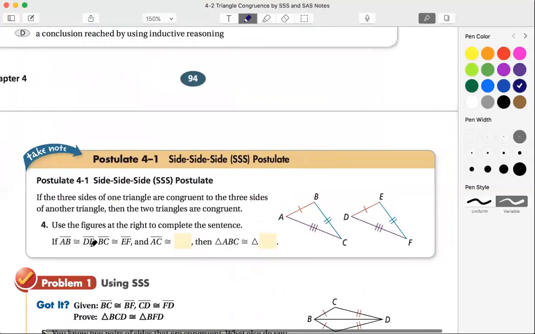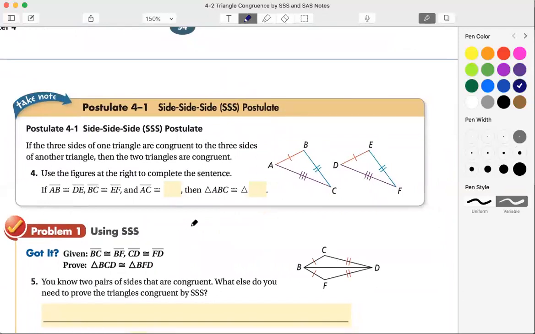Okay, so our first main postulate here, 4-1, we're going to accept this without having to be proved true, is called the side-side-side postulate, or also referred to as SSS. And what this states is, if I know that 3 sides of one triangle are congruent to 3 sides of another triangle, then I know the 2 triangles must be congruent. So if I know line segment AB is congruent to line segment DE, line segment BC is congruent to line segment EF, and line segment AC is congruent to line segment DF, then triangle ABC must be congruent to triangle DEF. And notice the way I wrote that. It has to be in that order. Order matters.